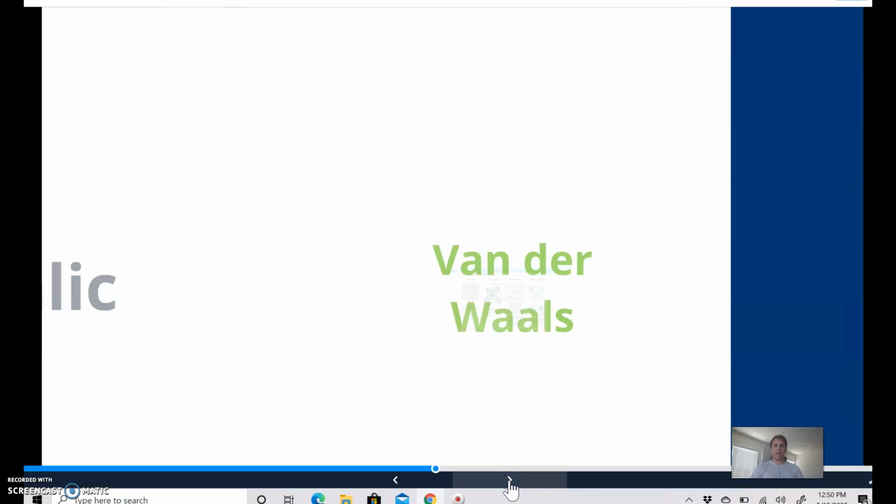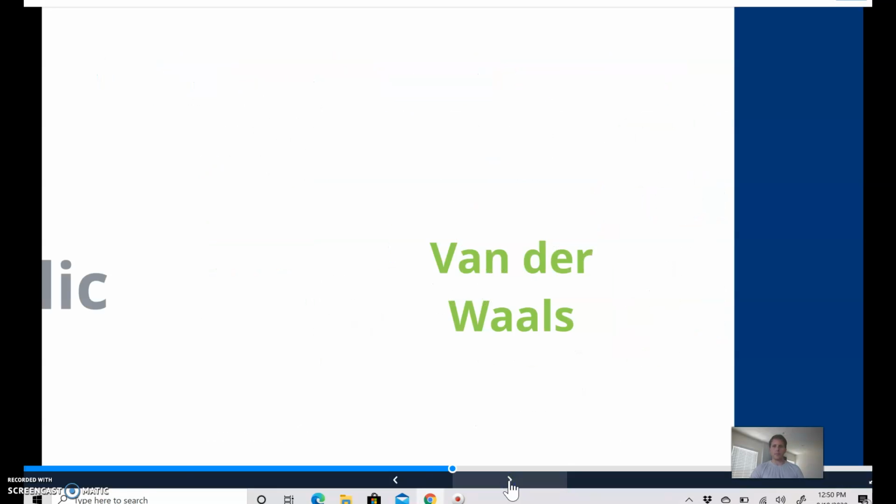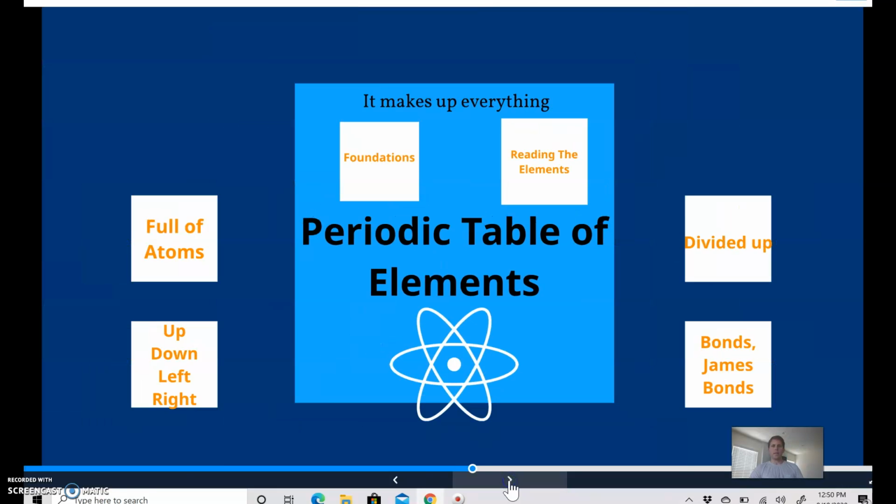And then we're going to talk about van der Waals. These are going to be hydrogen bonds in a sense, where there is a slight polarization of the charges and how these charges can pull and attract onto each other. We'll get onto that more when we get into water.